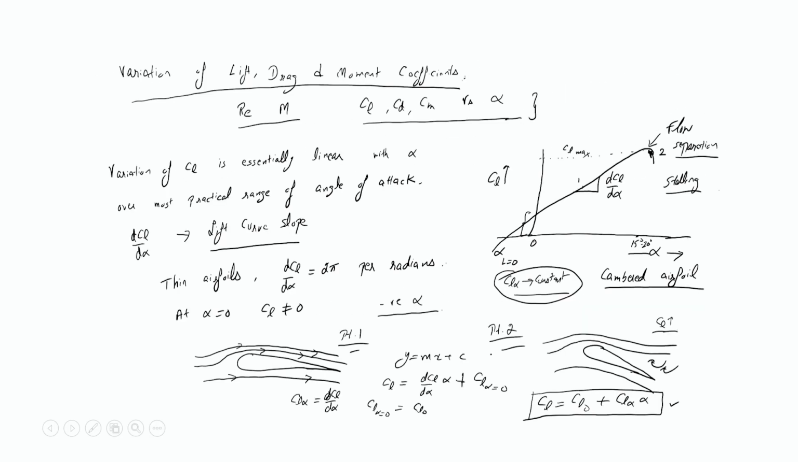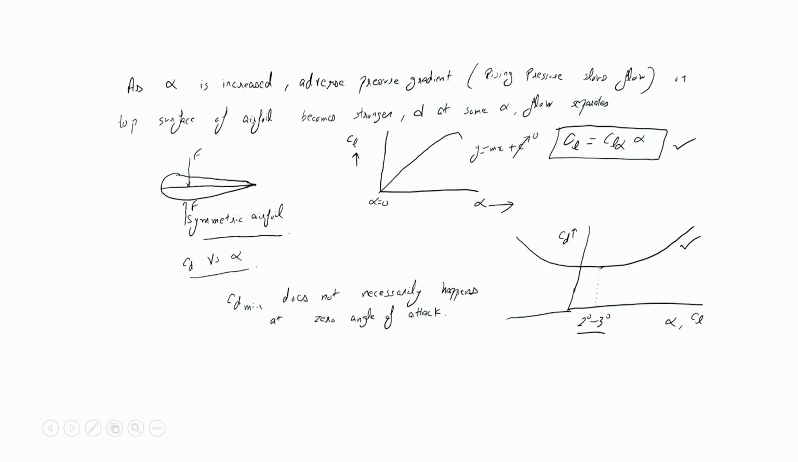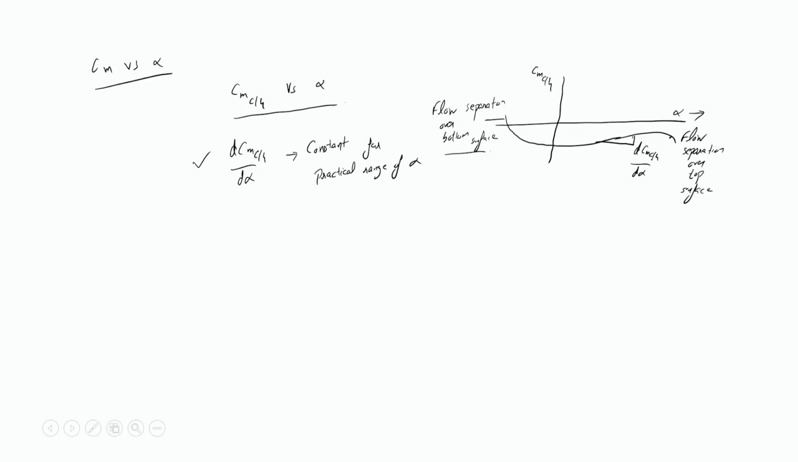What about the CL alpha curve? This generally will be positive only, because we need positive lift at positive angle of attack. Makes sense, right? So dCm C/4 by d alpha can be positive or negative.